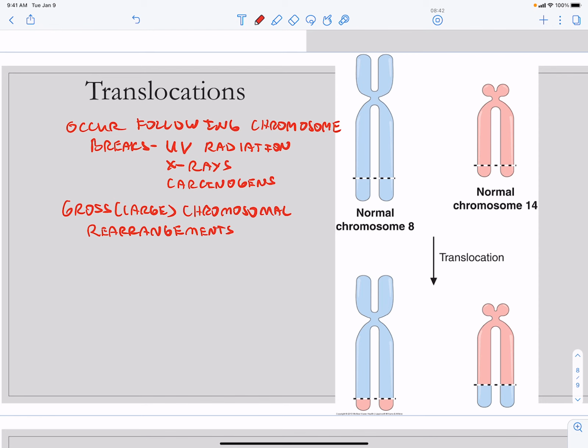Okay, in this case we're showing a normal chromosome 8 and a normal chromosome 14, and then we get a translocation where you swap the ends of each of these. So if the free ends of different chromosomes are broken and then resealed together, you get a translocation, and this is going to be frequent in a particular lymphoma called Burkitt's lymphoma.